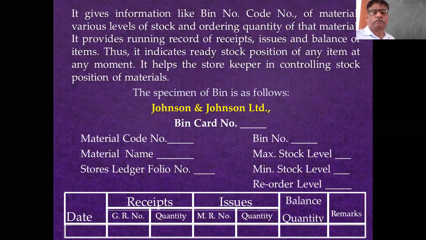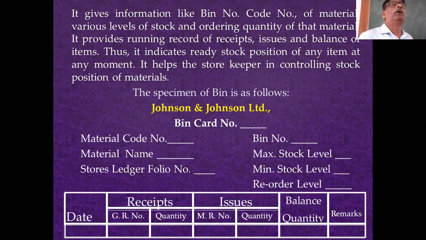Then commonly you make 5 columns in the table. First column is regarding the date. Second is receipt. Third is issue. Fourth is balance. And last is remark. In this way, you make 5 columns.